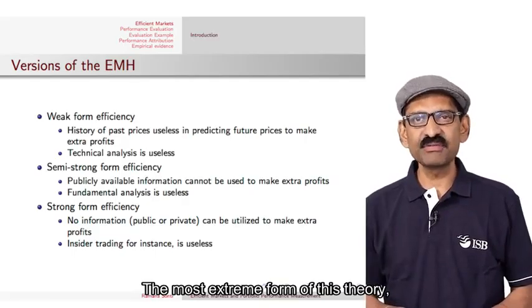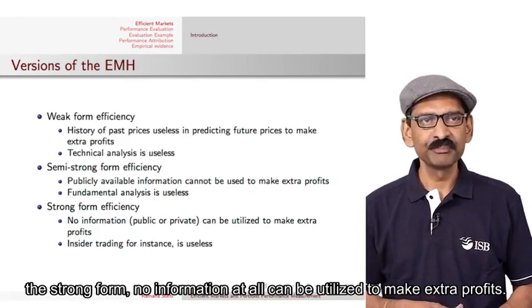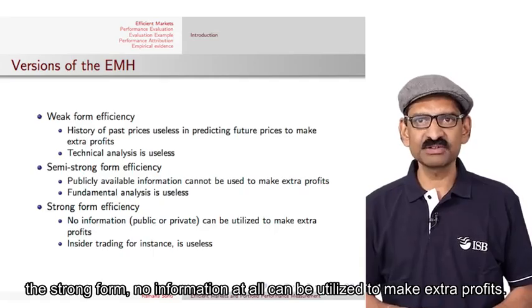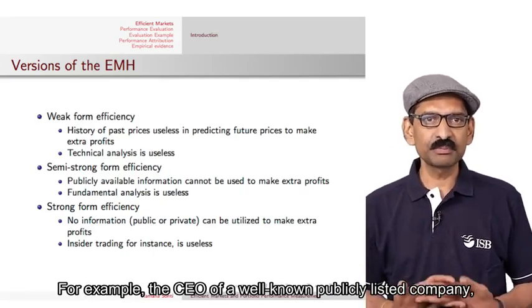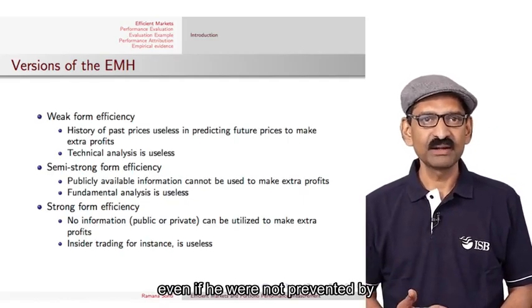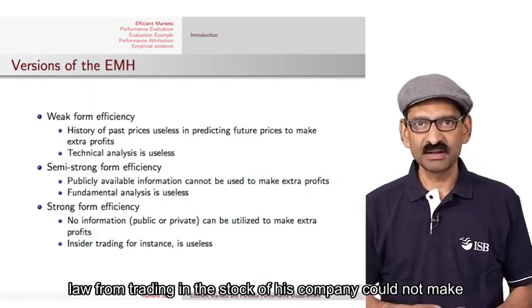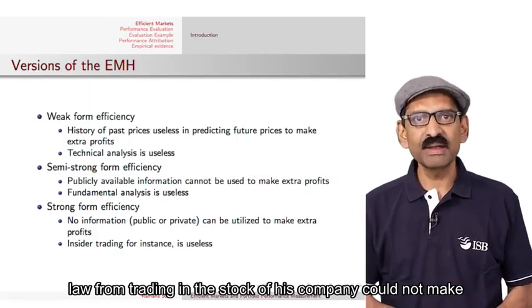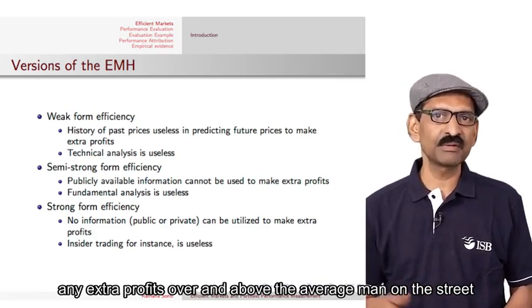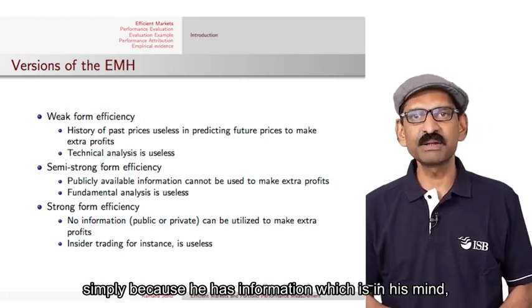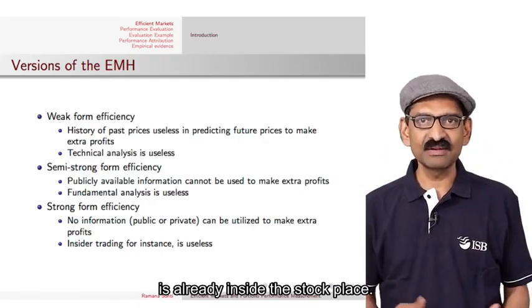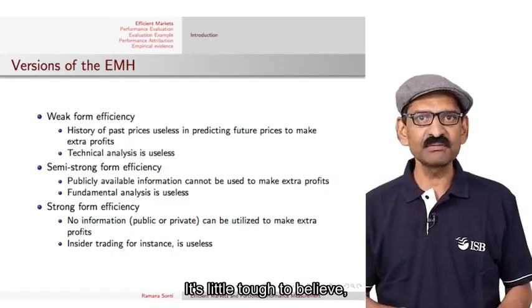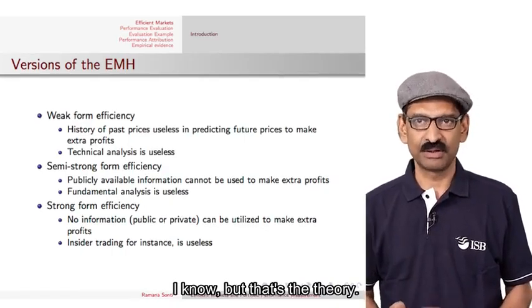Right? In the most extreme form of this theory, the strong form, no information at all can be utilized to make extra profits. So for example, the CEO of a well-known publicly listed company, even if he were not prevented by law from trading in the stock of his company, could not make any extra profits over and above the average man on the street, simply because his information, which is in his mind, is already inside the stock price. It's a little tough to believe, I know, but that's the theory.